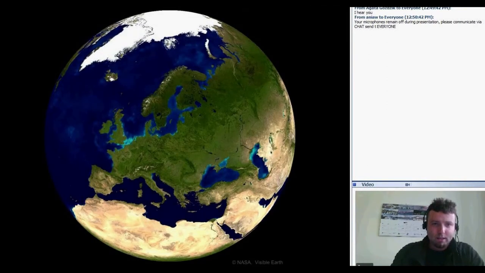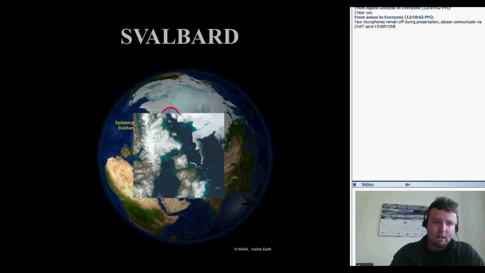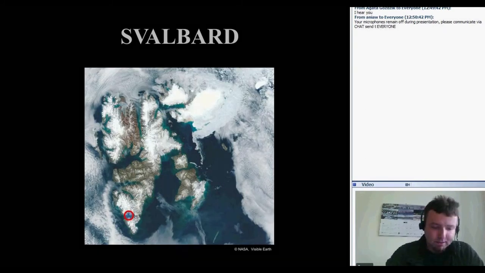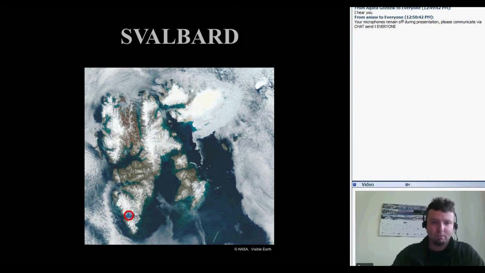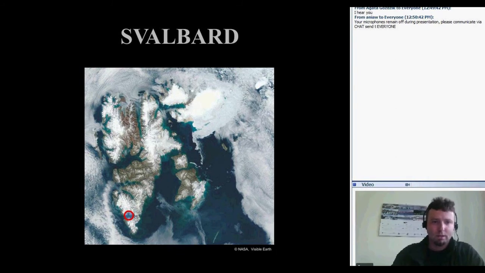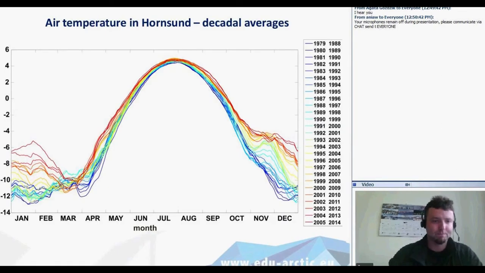Spitsbergen is located close to the pole, some 1,000 kilometers from the North Pole. It's the biggest island of Svalbard archipelago. And in Spitsbergen, in the southern parts, there is this Polish polar station that I mentioned before. So in Hornsund, we have data from the 70s.